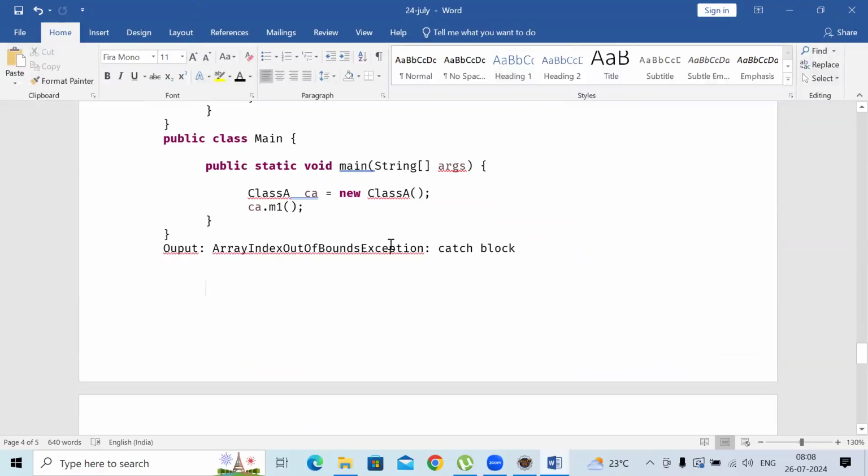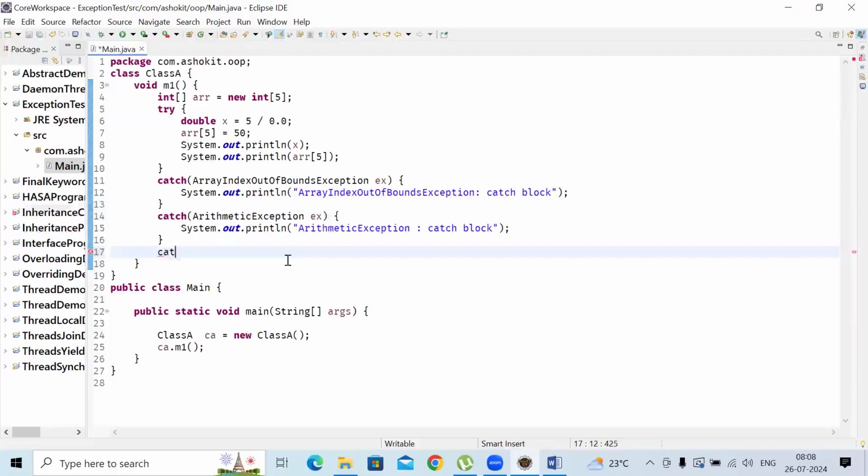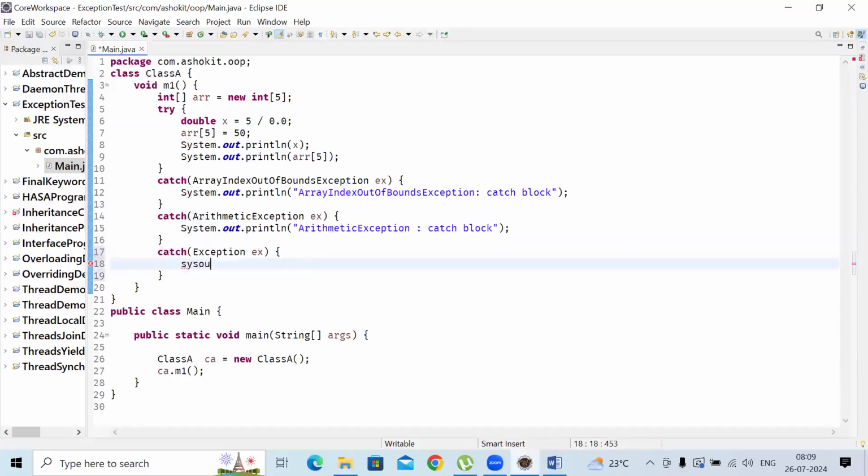Next. Look at the next point, guys. Now we will start discussing something. Now I wanted 3 catch blocks. catch (Exception ex) { System.out.println of ex; System.out.println of exception catch block }. Tell me how many catch blocks I have?